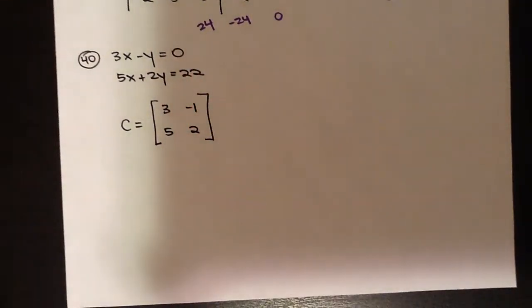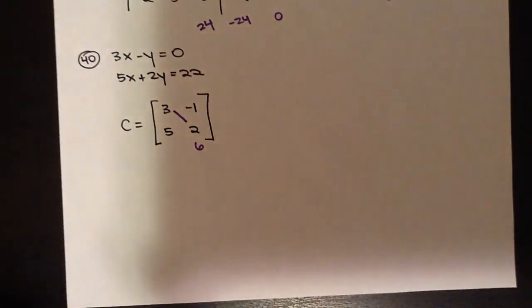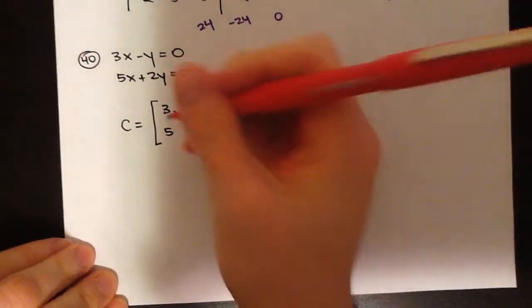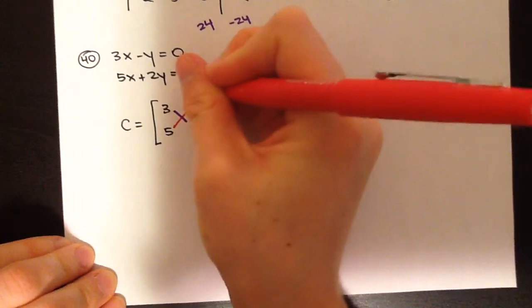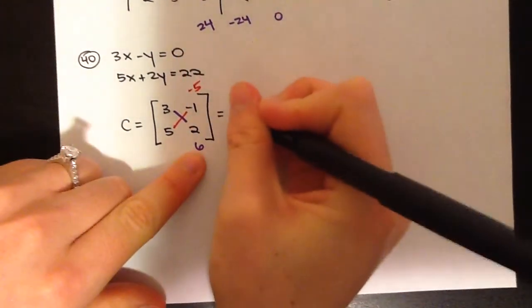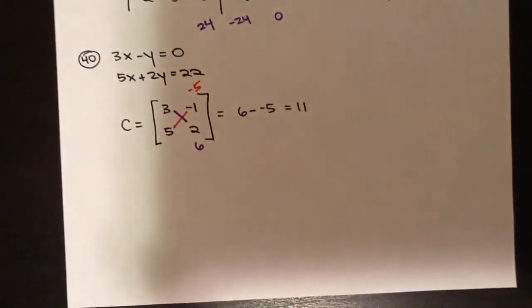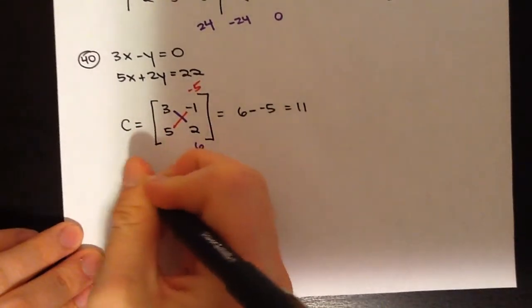Okay, so first I multiply down the diagonal. So 3 times 2 is 6. And then I multiply up from the bottom left corner. 5 times negative 1 is negative 5. So I take the number at the bottom and subtract the number along the top. That gives me 11. Next, I have CX.